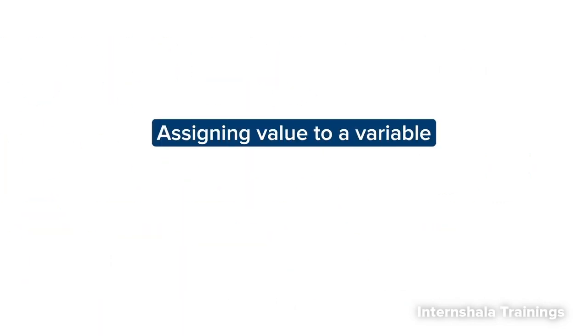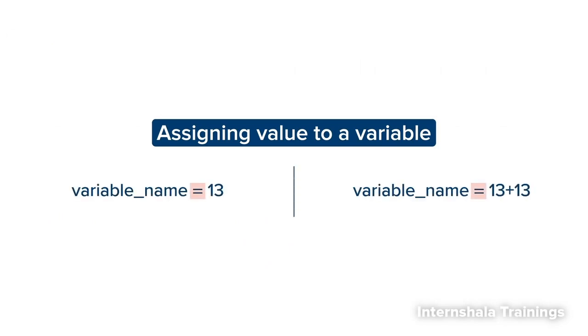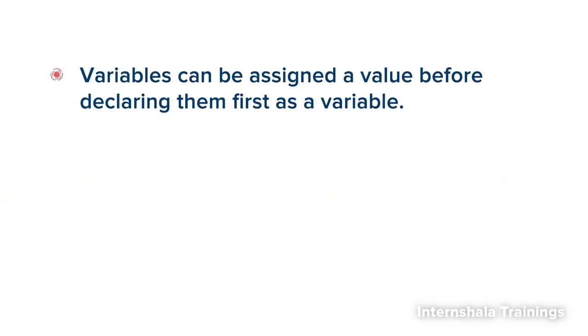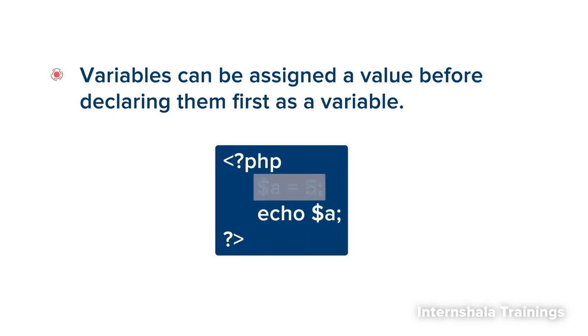Let us now see how we can assign a value to a variable. Variables are assigned values using the equal to operator, where on the left side we have the name of the variable and on the right side it can be a value or an expression. In PHP, we can directly assign a variable with a value without having to declare it first. Like in this case, we have assigned the variable a value of 5 before declaring first that a is a variable.